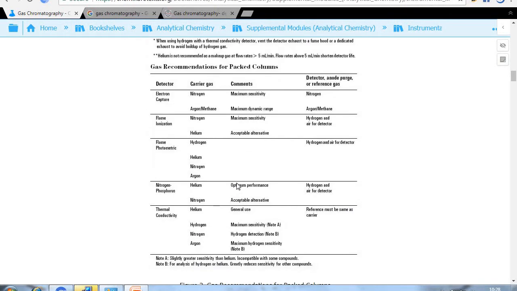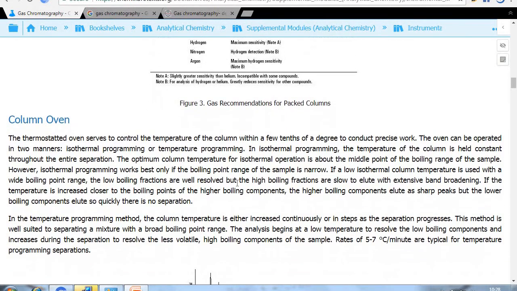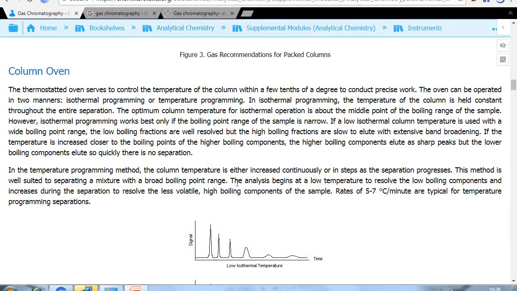Okay, and then we move on to the column oven. Here you are going to maintain it at a very high temperature, and there are two types of oven. One is isothermal programming and the other one is temperature programming. In isothermal programming, you maintain a constant temperature throughout the entire separation process, and in the temperature programming method, the temperature is gradually increased at a rate of 5 to 7 degrees Celsius per minute.